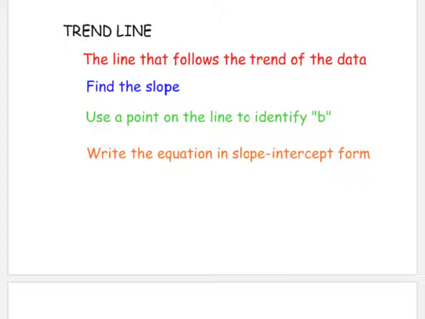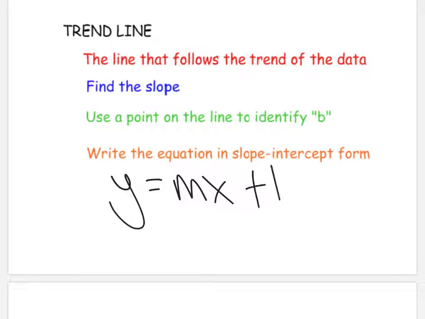There are 3 steps for how to write your equation of a trend line. You have to find the slope of your line. You have to use a point on the line to identify the y-intercept or b, and then you have to write the equation in slope-intercept form, which, if you recall, is y equals mx plus b, where the m is your slope and the b is your y-intercept.